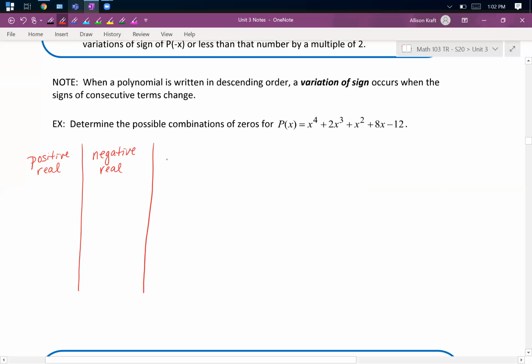And our third column is going to be the complex column. In the beginning, we're just going to work with the first 2 columns, and we'll figure out the complex column at the very end.